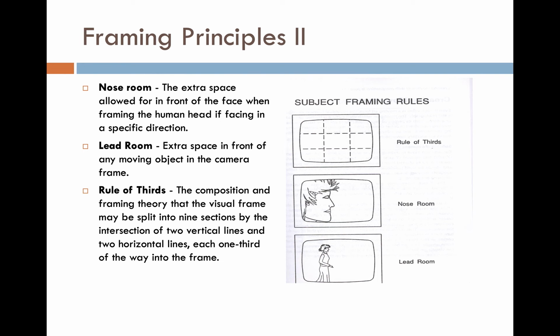And here is a look at some framing principles. Some of this we've discussed in earlier lessons. We have nose room here. You can see that's the middle shot. And that is extra space allowed in front of the face when framing the human head if facing in a specific direction. We also have the lead room, which is extra space in front of any moving object in the camera.